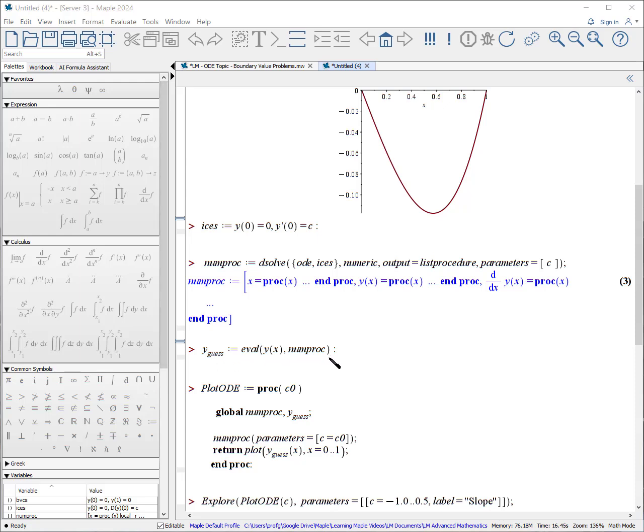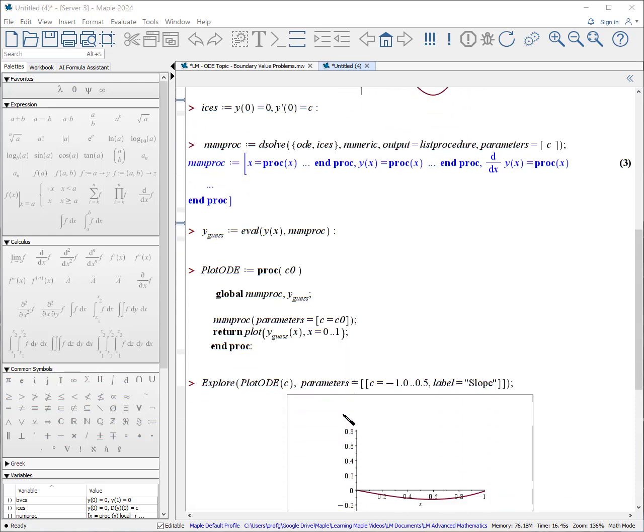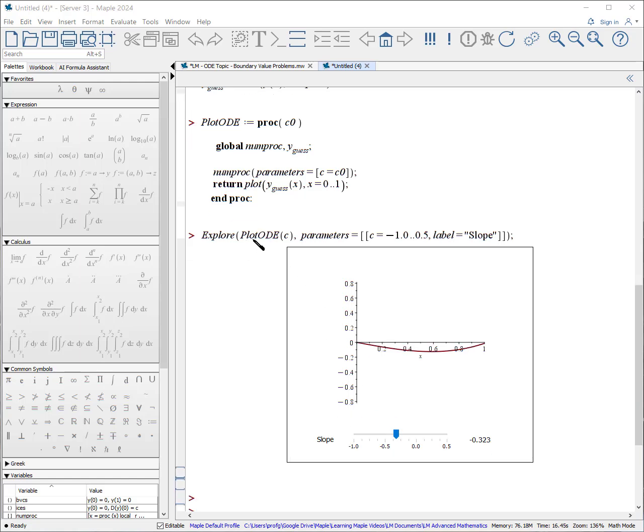We will extract out our solution, and here is where the fun part is. We build a plot procedure for which we're going to pass it different values of c, have it change that value of c to a number, and then replot our guess solution. The advantage of that is that we can therefore use an explore function, and we can vary the value of c, i.e. vary that initial slope, and find the value for which we match both boundary value conditions.